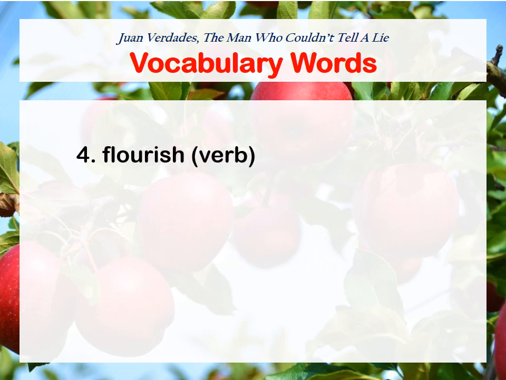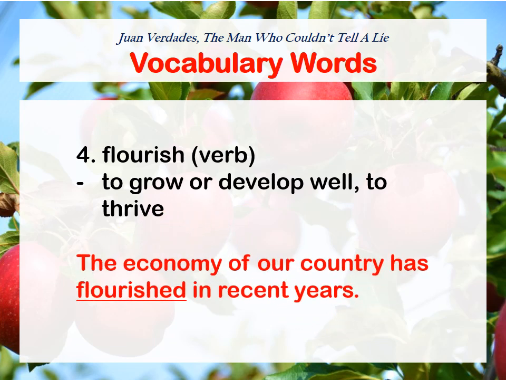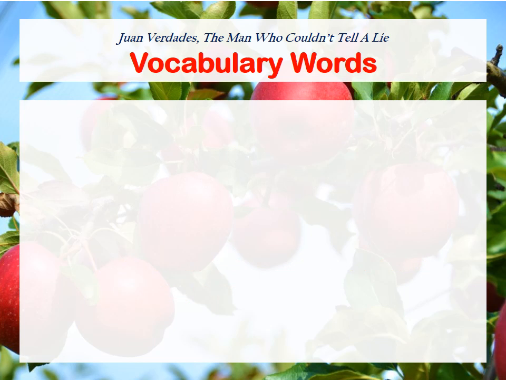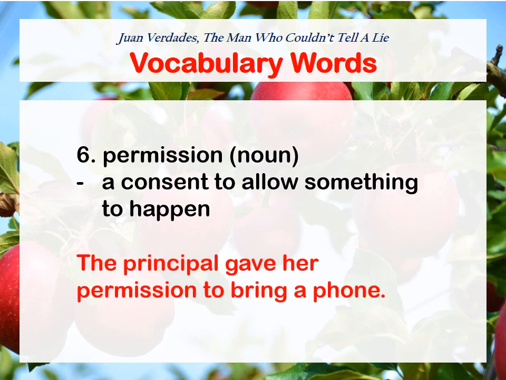4. Flourish. It's a verb. To grow or develop well, or to thrive. The economy of our country has flourished in recent years. Six. Permission. It's a noun. A consent to allow something to happen. The principal gave her permission to bring a phone.